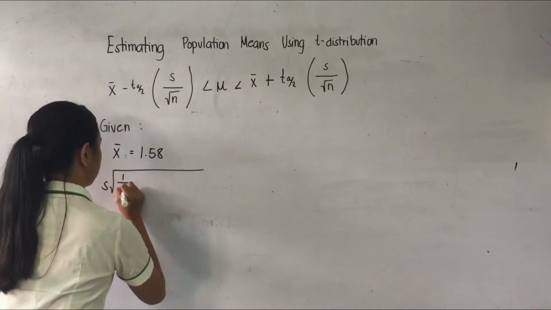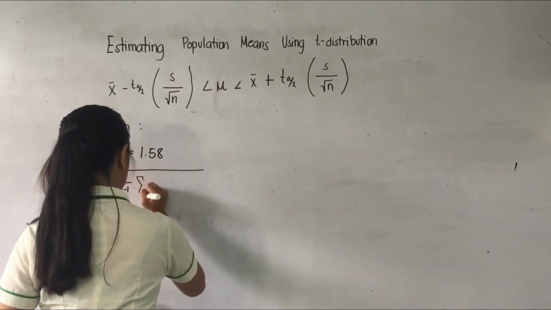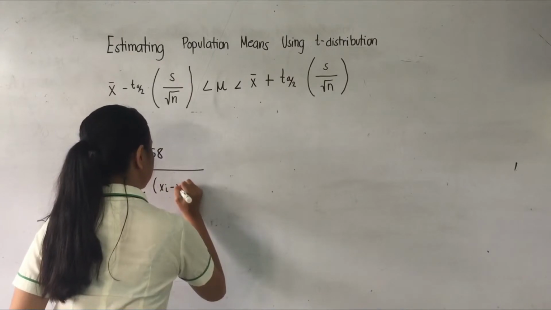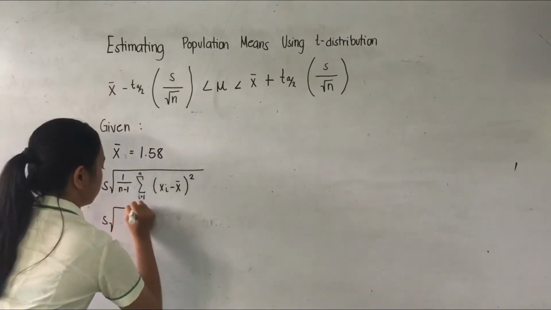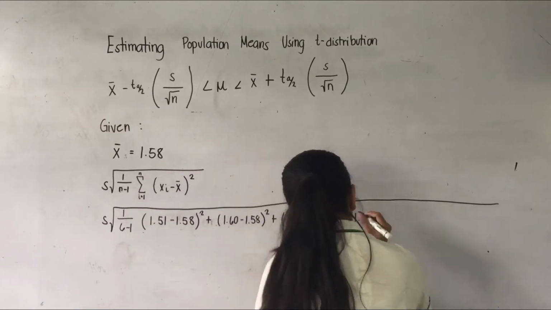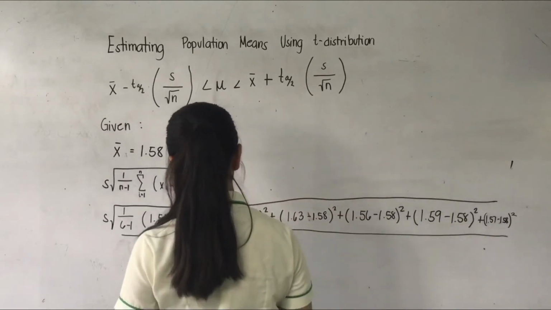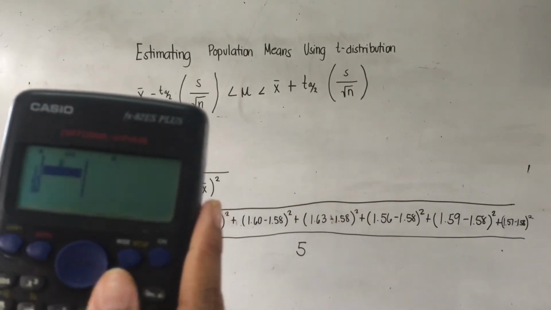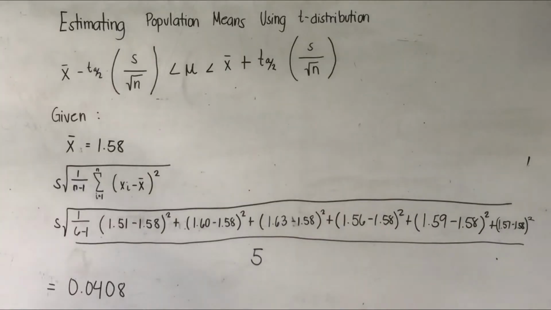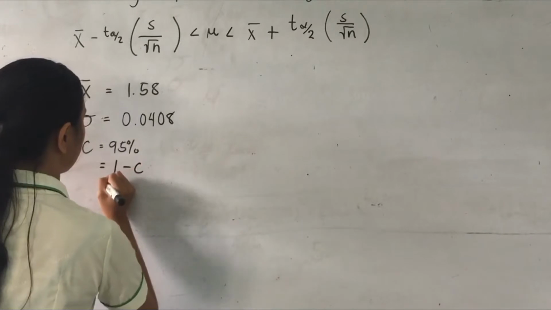Since we're done finding the sample mean, we need to proceed in finding the sample standard deviation, that is the square root of 1 over n minus 1 times the summation of the quantity of x sub i minus the sample mean, close quantity, squared, where i ranges from 1 to n. And the answer is 0.0408.